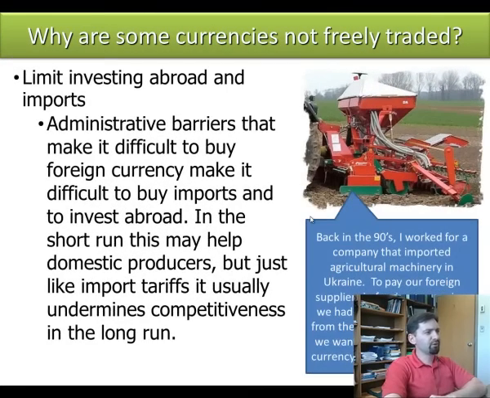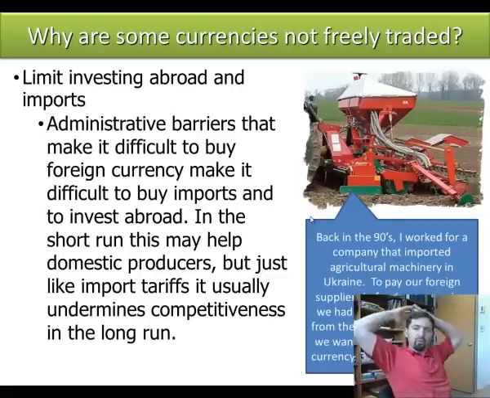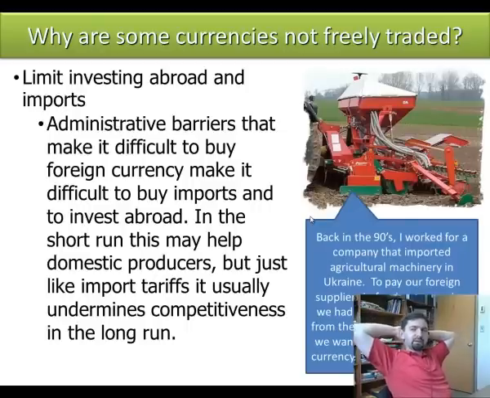Now, why are some currencies freely traded and some are not? And I'll give you a few more stories so you know that. So, for example, why can you go to an American bank and easily buy euros or Canadian dollars, but you can't easily buy, for example, Ukrainian hryvnias?